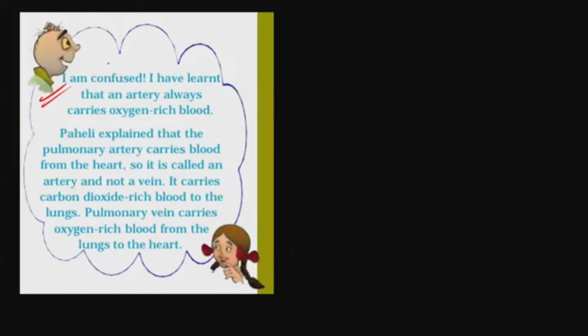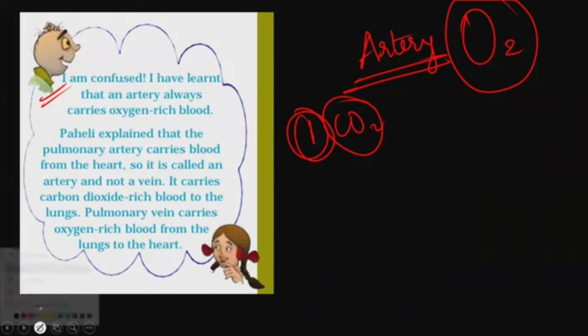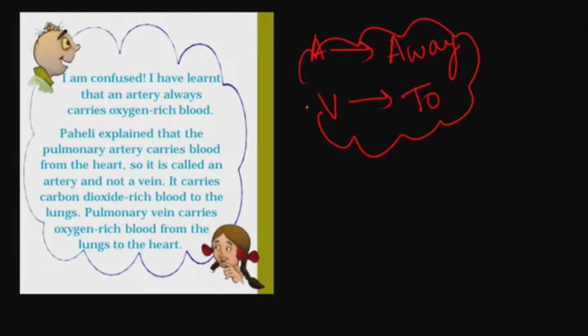Bujo is having a confusion. He says that an artery, as I said, always carries oxygen-rich blood, but there is one artery that carries carbon dioxide-rich blood. Okay, I will show you. Remember that the key function of an artery is taking blood away from the heart, and a vein is to the heart. If you remember this, then you will not get confused at all.